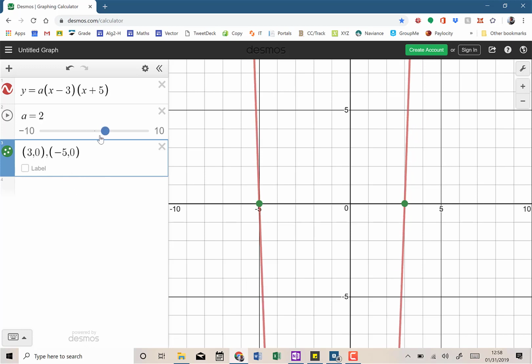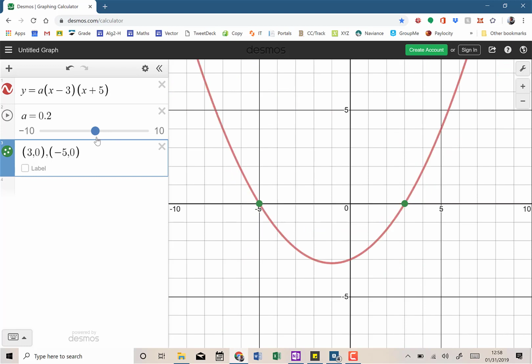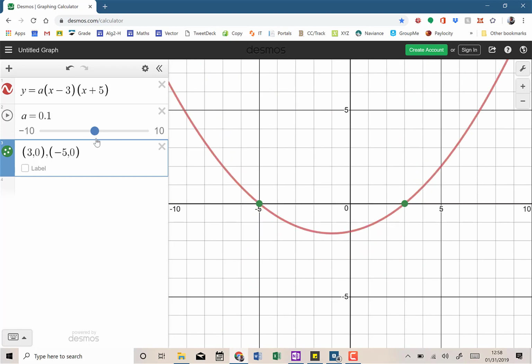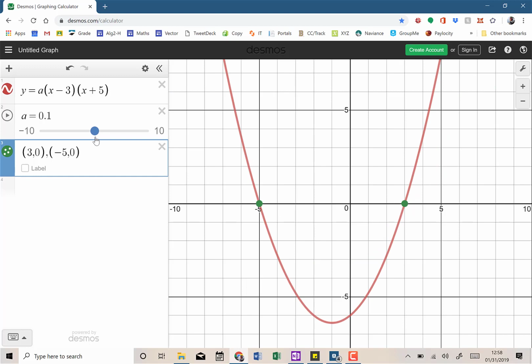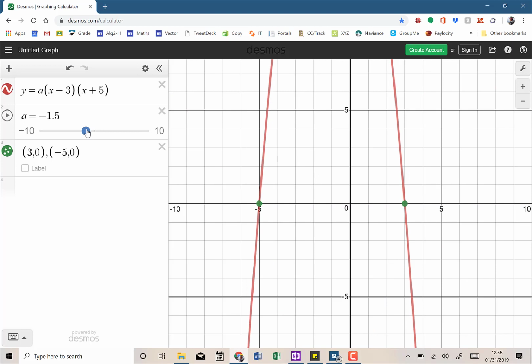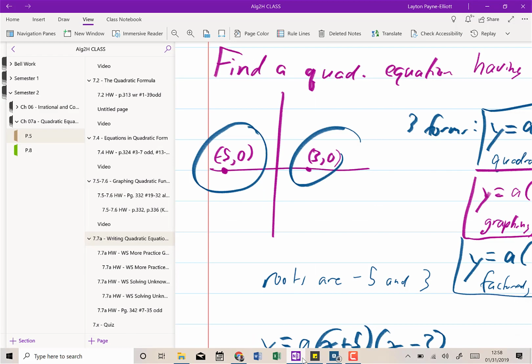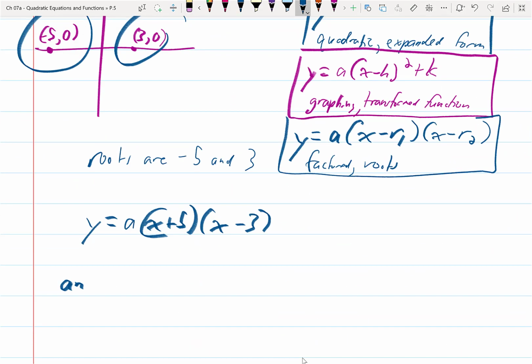As I slide a left and right, do you guys see the infinite number that happened? What distinctive point is definitely changing? The vertex. Now, if you knew what the vertex was, then you could find one distinct, unique equation. But without knowing where the vertex is, without knowing a, you have an infinite number of them. The directions are going to ask you to find a single quadratic equation. So what I would say is the simplest is if a is equal to 1, and we're just going to say y equals (x plus 5)(x minus 3).